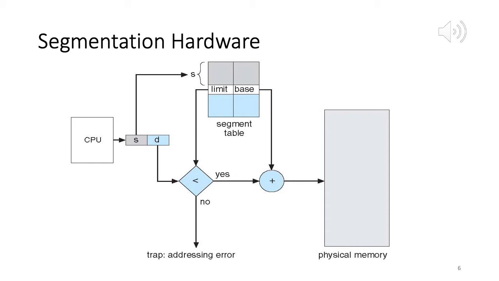So base address, let's say 1000, and then byte 4, 1004. We will soon see an example also. So this is how address translation happens in segmentation. I hope it's clear.